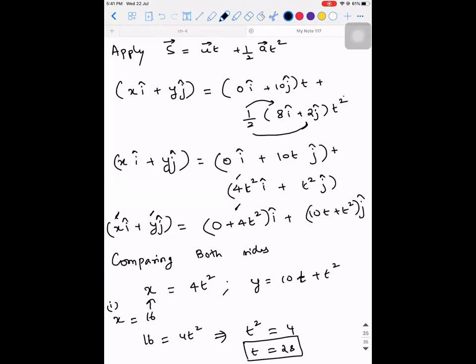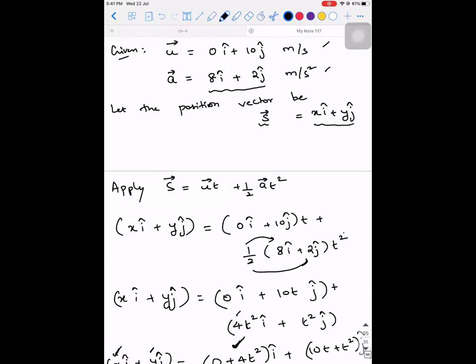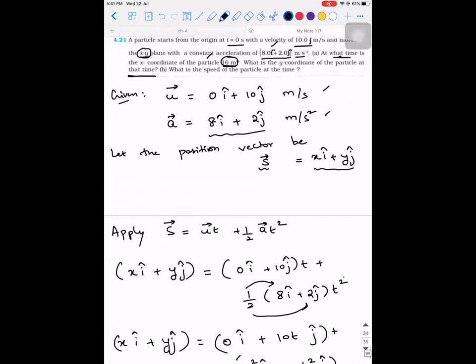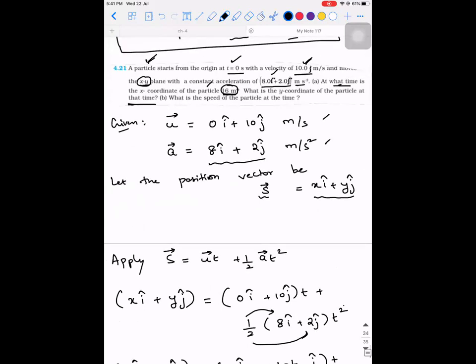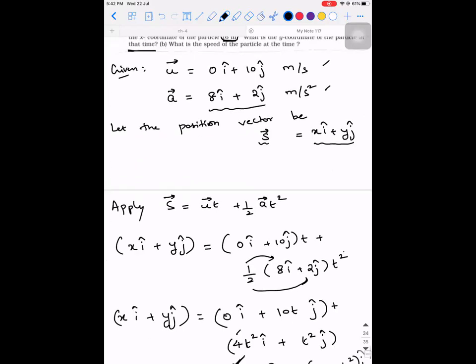Yeah, tell me. Sir, why did you take x is equal to... Because I compared both the sides. No, sir, the given part, at the starting of the question. Why, sir, you took u vector is equal to 0 i cap plus 10 j cap? Because that's what is given, no? It starts with a velocity of 10 j cap. Oh, okay, sir. I didn't see that.